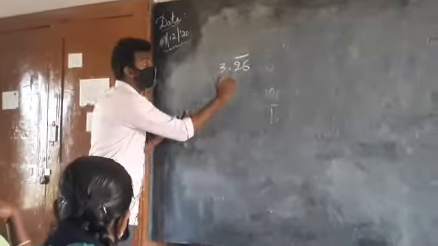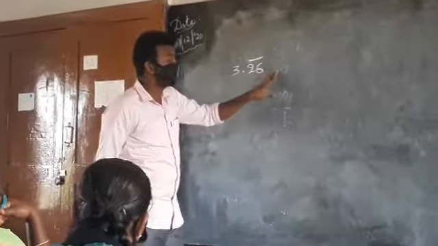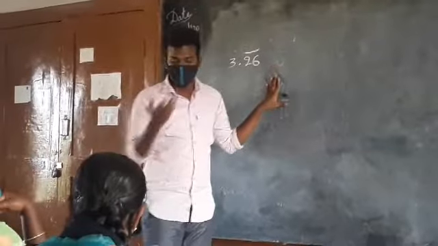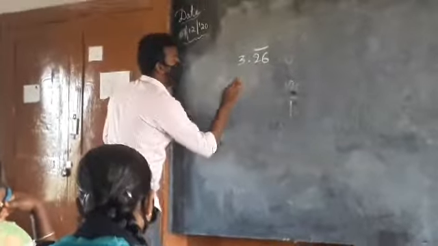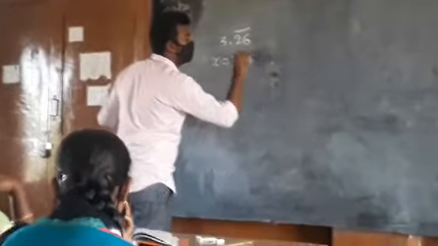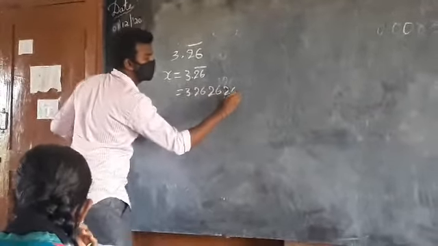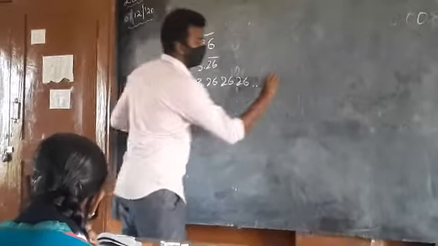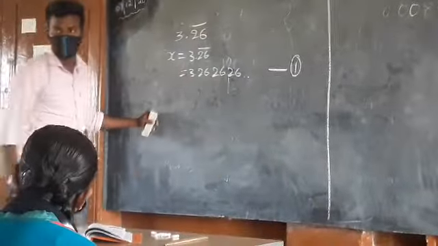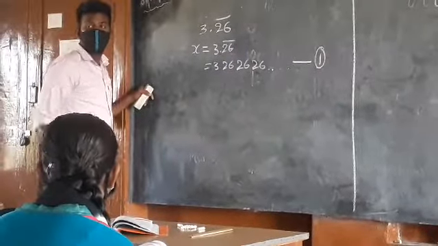Let us check whether this can be converted into P by Q form. Last class you answered that these kinds of decimals cannot be converted into P by Q form. Even I don't know whether they can be converted or not. Let us check. Let me take x equals 3.26 bar. That is, let me repeat the values: 26, 26, 26, and so on. Consider this as equation 1. Now, how many digits are repeating? 2. What is the period?